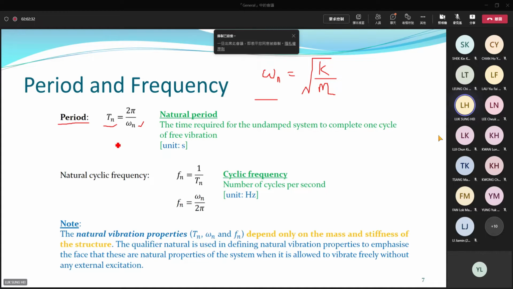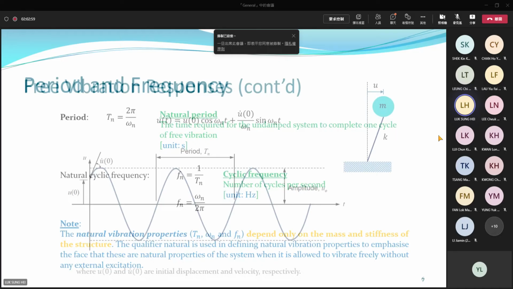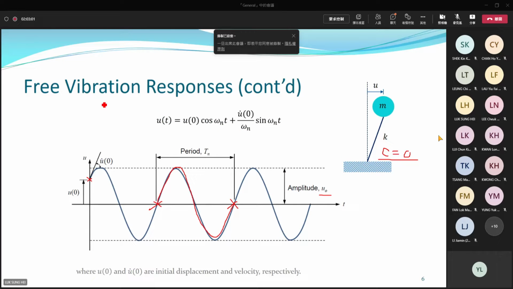Then you can change the formula a little bit. You know omega n, right? So period is equal to 2 pi times the square root of mass over stiffness. Just combine omega n and Tn together. The larger the mass, the larger the vibration period. It takes more time. Larger period means it takes longer to complete one vibration cycle. If it is a building, if it is a structure, it takes more time to complete one vibration cycle back to the original position.